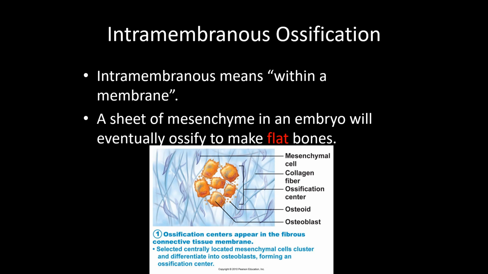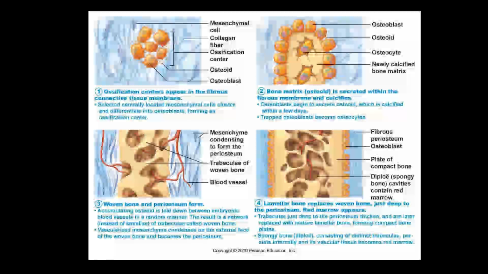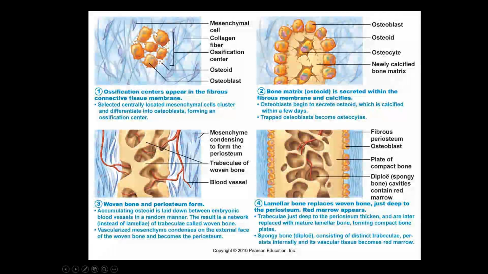Your book has 4 different pictures, and I'm going to just kind of come to the end. These are the 4 pictures that show you intramembranous ossification. First thing that happens in an embryo is we get an ossification center, which is just a little cluster of osteoblasts that form within the mesenchyme. These cells secrete bone matrix.